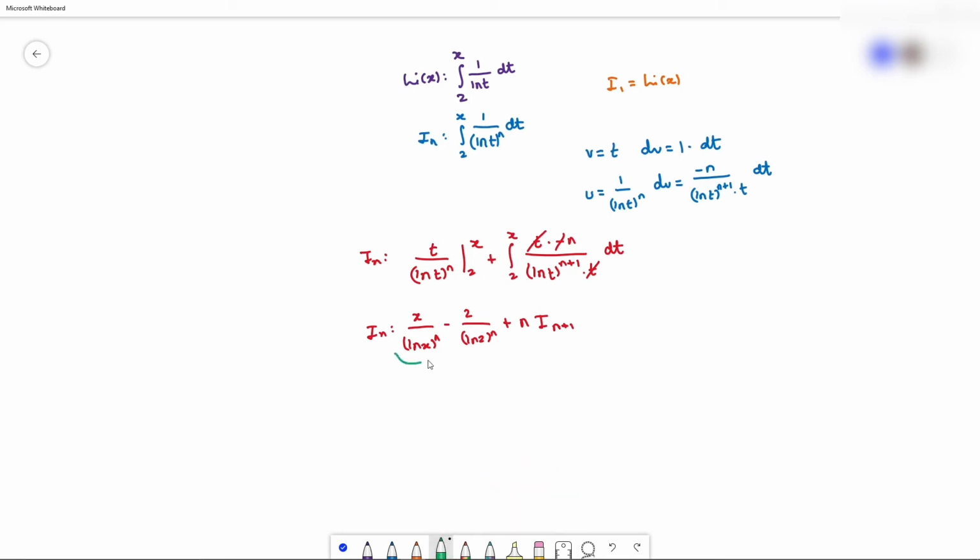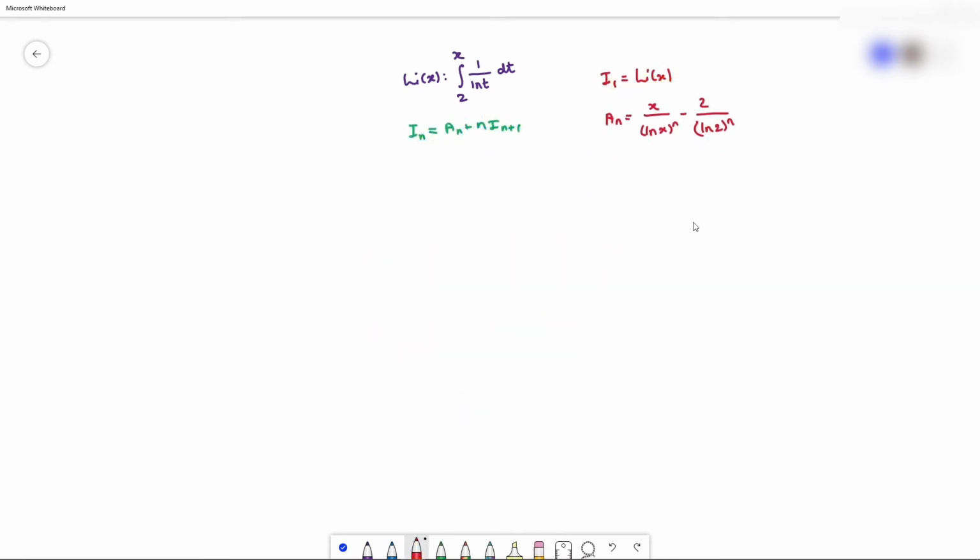I'm going to call this expression here a sub n. So therefore, to tidy things up even more, we've just figured out that I sub n is equal to a sub n plus n times I sub n plus 1. Okay, I'm going to clear up the whiteboard and I'll meet you then.